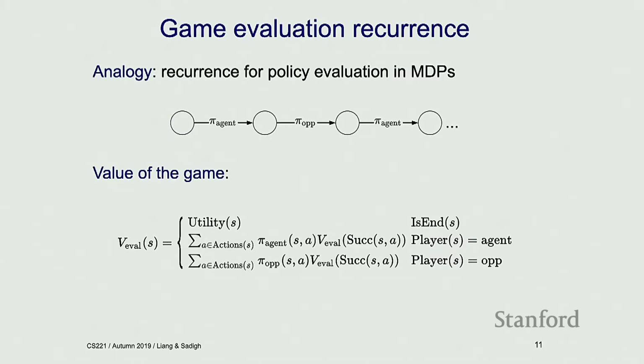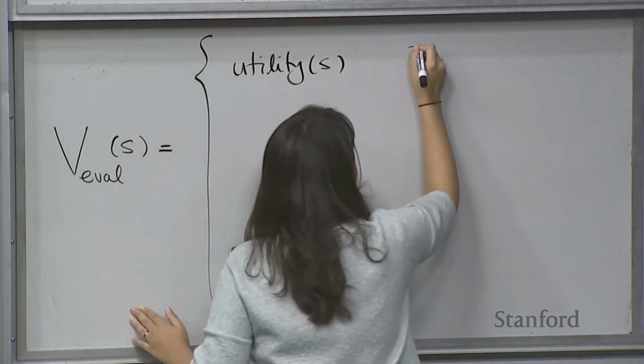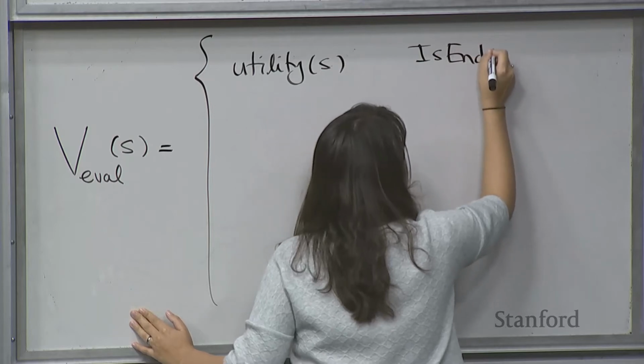In general, as I was saying earlier, this is similar to policy evaluation: someone gives me the policies and I evaluate how good the situation is. You can write a recurrence to compute that. I'm going to write the recurrence here. You want to compute this value, which evaluates a given policy and is a function of state. What is that going to be equal to? It's going to be equal to the utility of S if we are already in an end state.